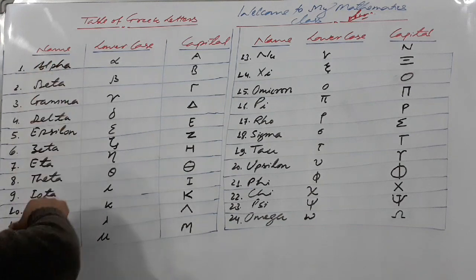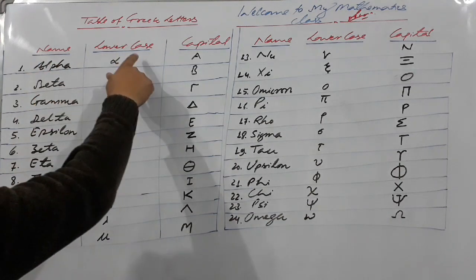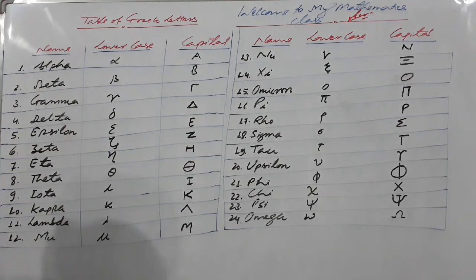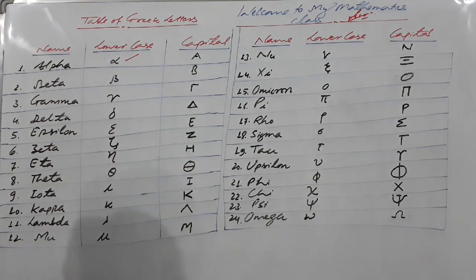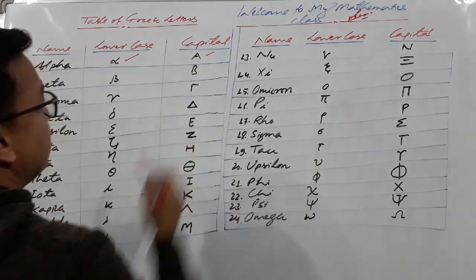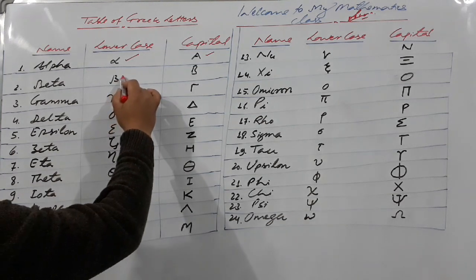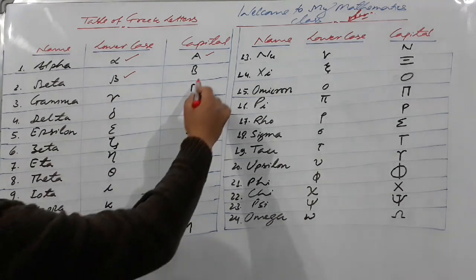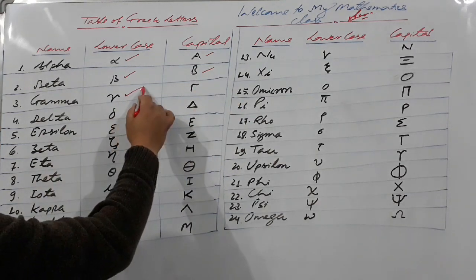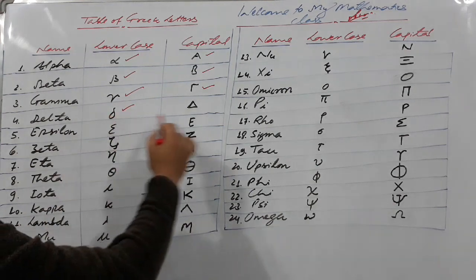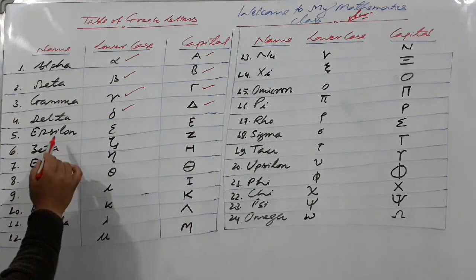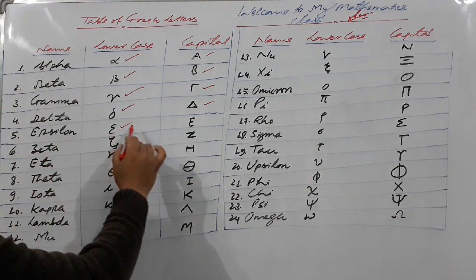Here are the names of the letters, here lowercase, like small letter, and here capital letter, as you can say in English. So alpha. This is your alpha. The first letter is alpha: alpha small letter, lowercase, and this is a capital alpha. And this one is a beta and capital beta, and gamma, the capital gamma. Okay, delta, capital delta, and this one is your epsilon.